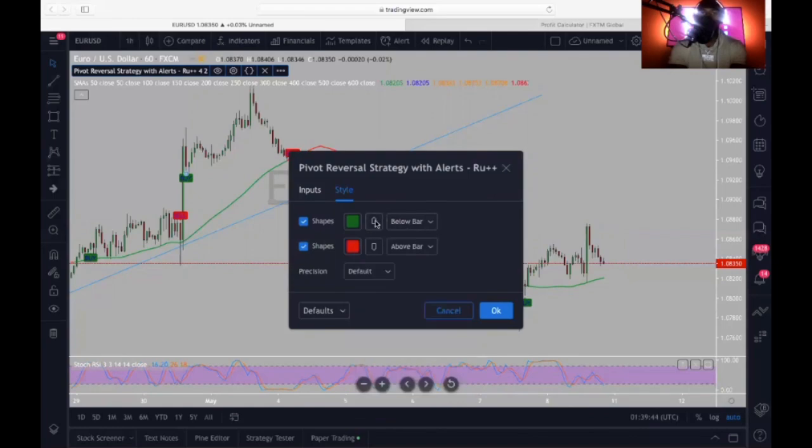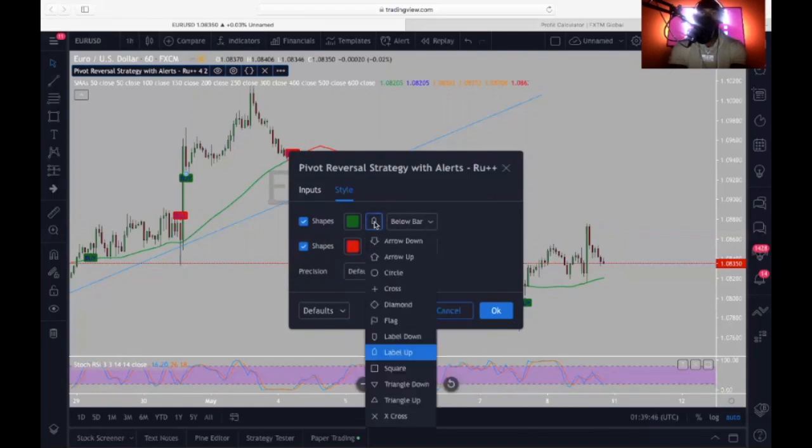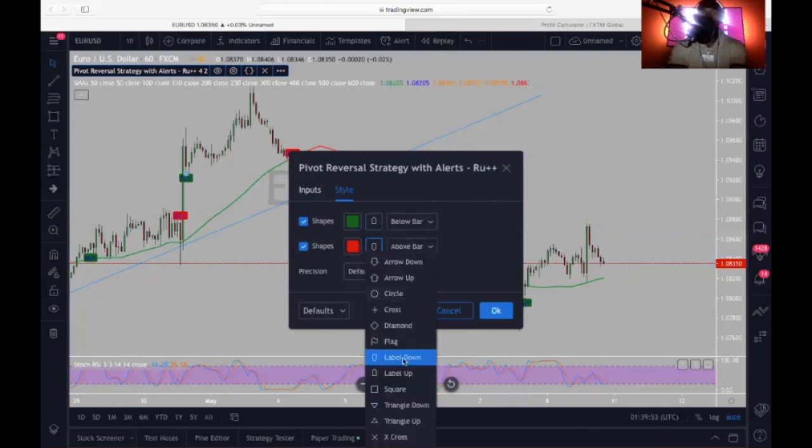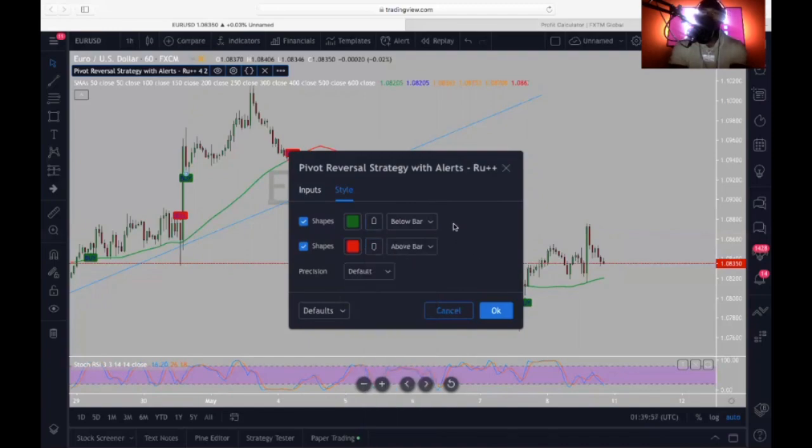Next, you want to go to these little up down arrows right here. Make sure this one says label up for the green box, and make sure this one says label down for the red box, or they're not going to show up right. After you do that, make sure the green box says below bar. Make sure the red box says above bar. Once all that's done, you're good to go on that. Your pivot reversal strategy with your buy and sell alerts will be added to your chart.